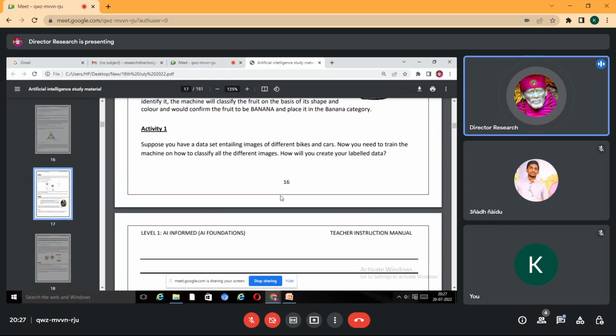Suppose you have a data set entailing images of different bikes and cars. Now we need to train the machine on how to classify all the different images. How will you create labeled data?